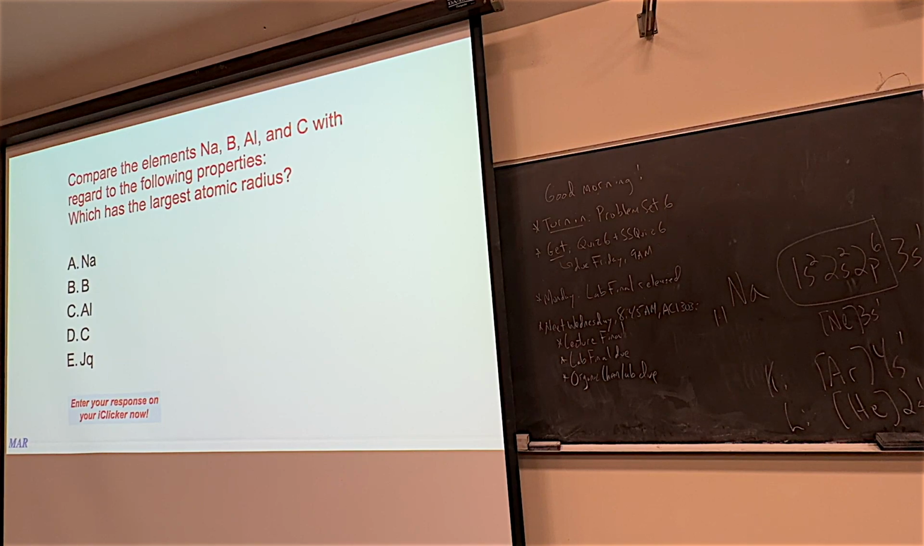And then finally for today, which of these elements, Na, B, Al, and C, would have the largest atomic radius, the biggest size? See if you remember the periodic trends, and you can see which of those would be the biggest.